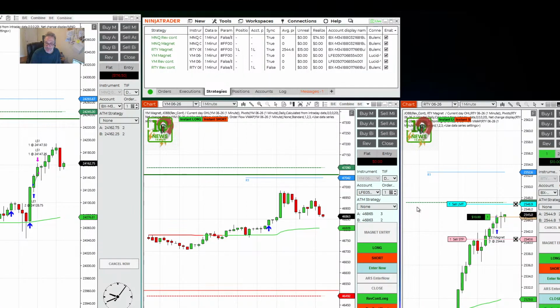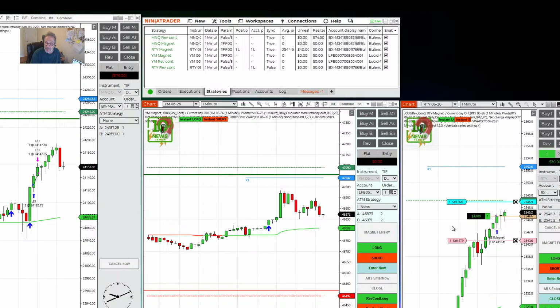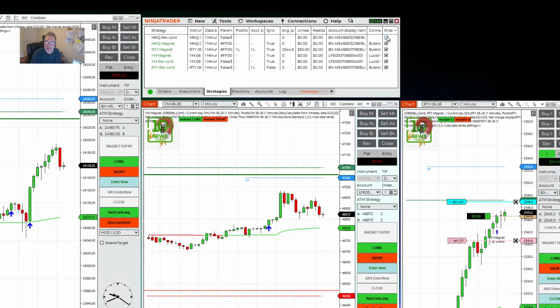I could just leave the RTY to do its thing, all right? If it'll test the high, we'll have our trade here. We need gold for the ISM, so I'm going to get rid of my MNQ at the moment.